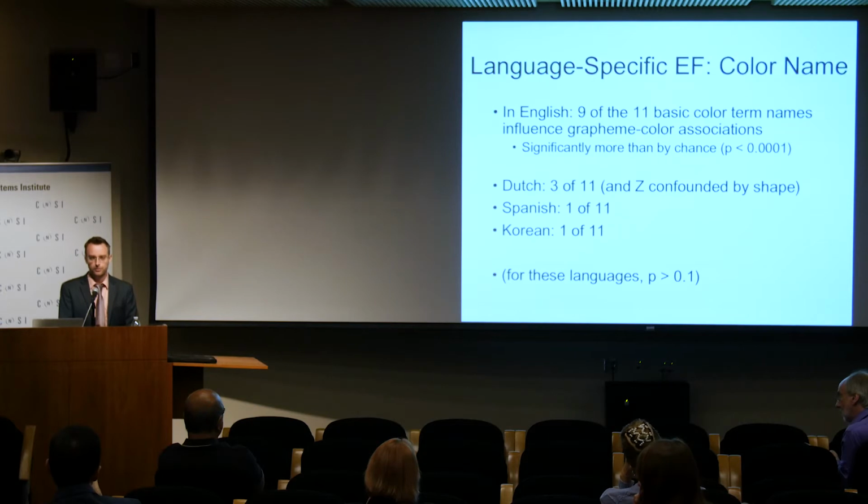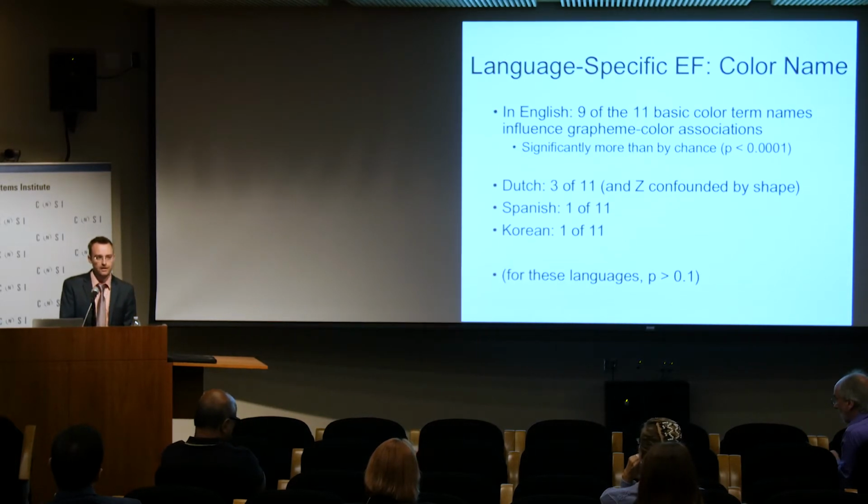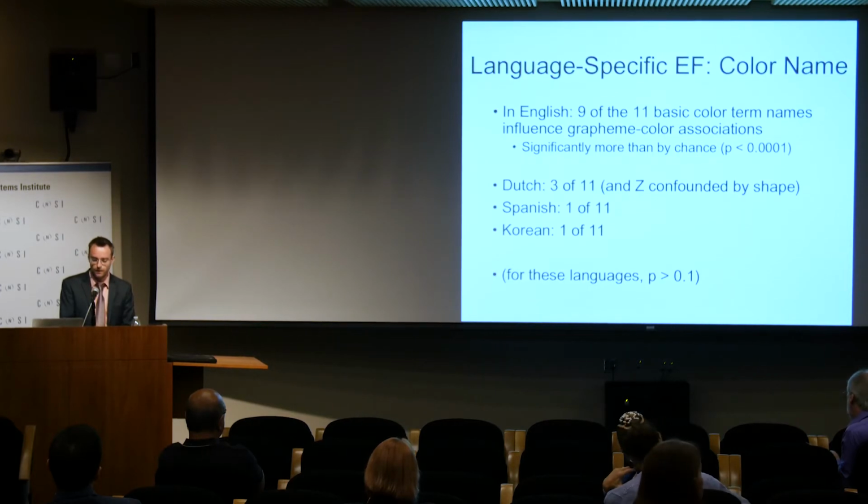However, if you look at Dutch, Spanish, and Korean, you only see 3 of 11 and 1 of 11 and 1 of 11 of the color names influencing the grapheme color associations. And if you just do some Monte Carlo simulations and you ask how likely is that to have happened by chance, it could happen all the time. Like 14% of the time you would see this result just by chance. And so we really don't have any evidence that color names affect grapheme color associations in these other languages. It seems to be an English thing. Why?